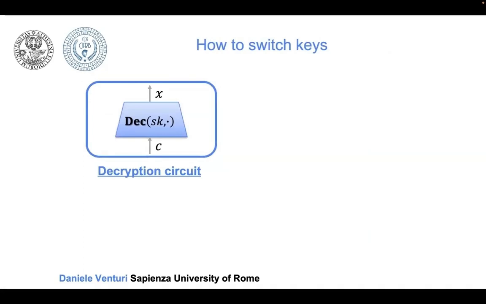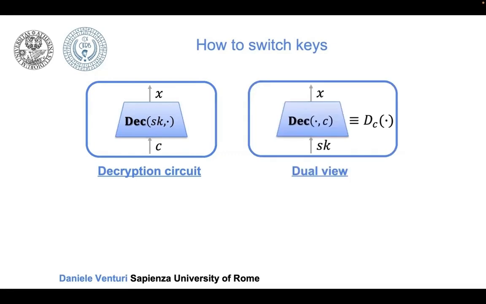So how do you switch the keys? The idea is actually very simple, and it comes from this perspective on the decryption circuit. You can think of it in two ways. One way is you have the circuit with the secret key hardwired, it's fixed, and it takes as input a ciphertext and outputs X, the plaintext. On the other hand, you can think of the same circuit, but with the ciphertext hardwired, and then SK is the input and X is the output. The two things are the same. And the idea is to look at the right perspective, this dual view, where the ciphertext is fixed and the secret key is the input.